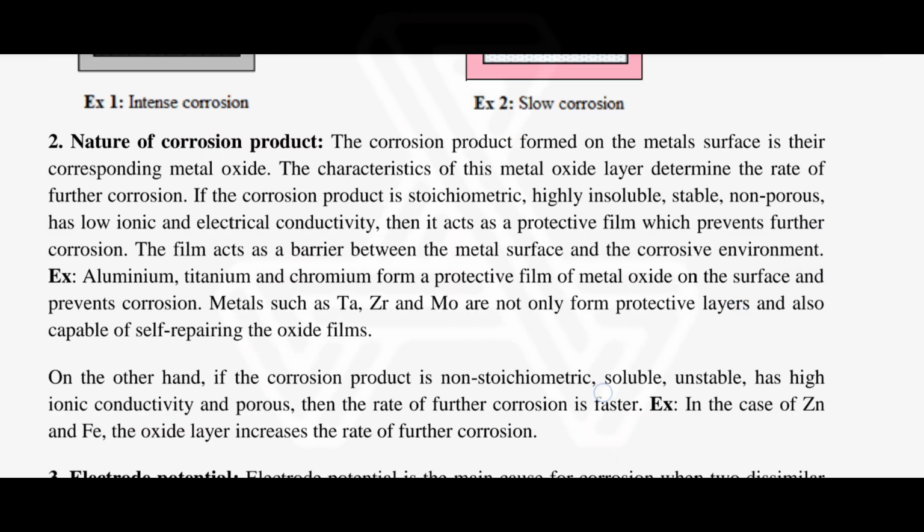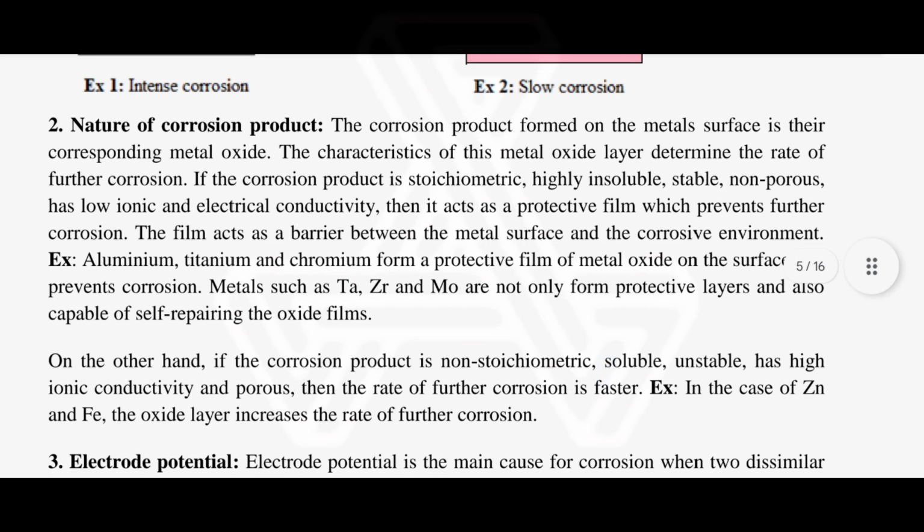Nature of corrosion product. The corrosion product formed on the metal surface is the corresponding metal oxide. The characteristics of this metal oxide layer determine the rate of further corrosion. If the corrosion product is stoichiometric, highly insoluble, stable, non-porous, and has low ionic and electrical conductivity, then it acts as a protective film which prevents further corrosion.